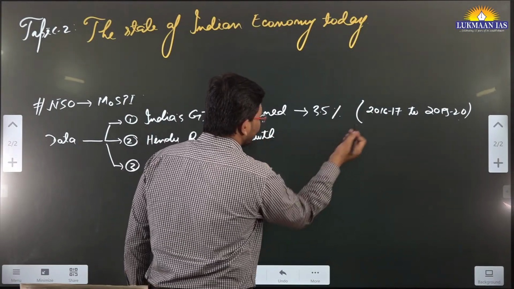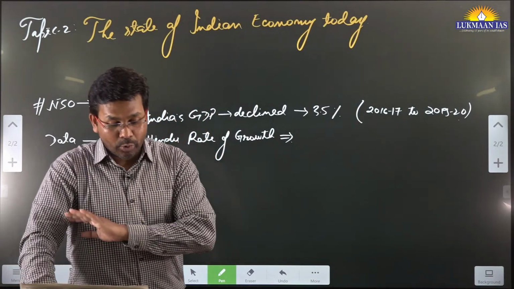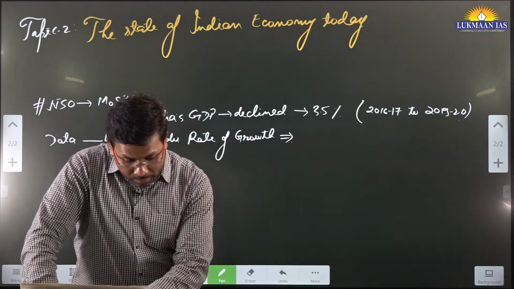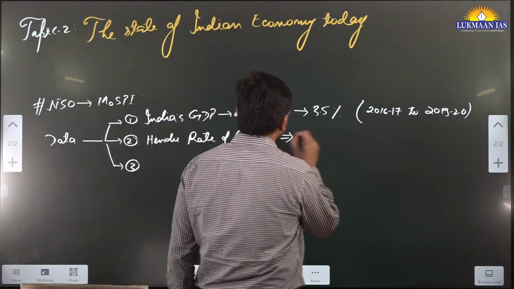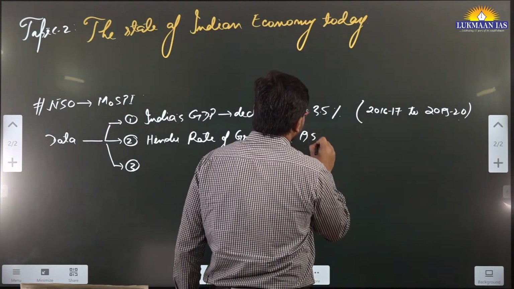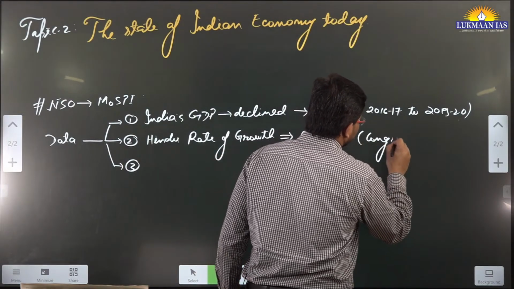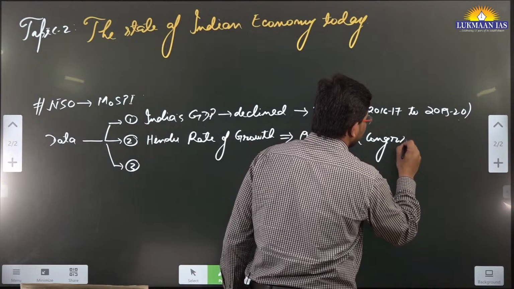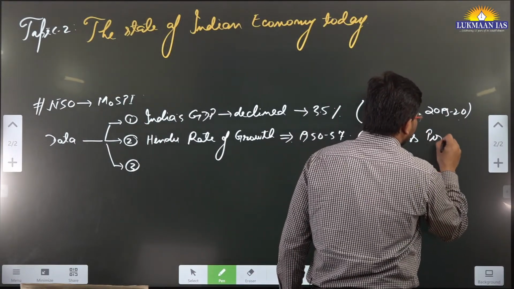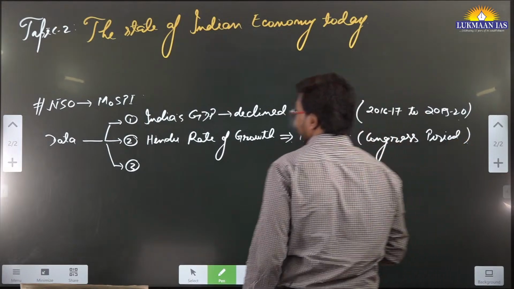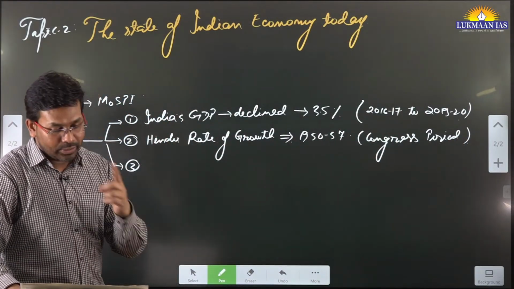Hindu rate of growth during this time period. And actually this rate of growth was achieved long back, in 1950 to 57, during the Congress period. So the author says that during the Congress period also it was achieved. But now, after 75 years of independence, we are still stuck at the Hindu rate of growth.